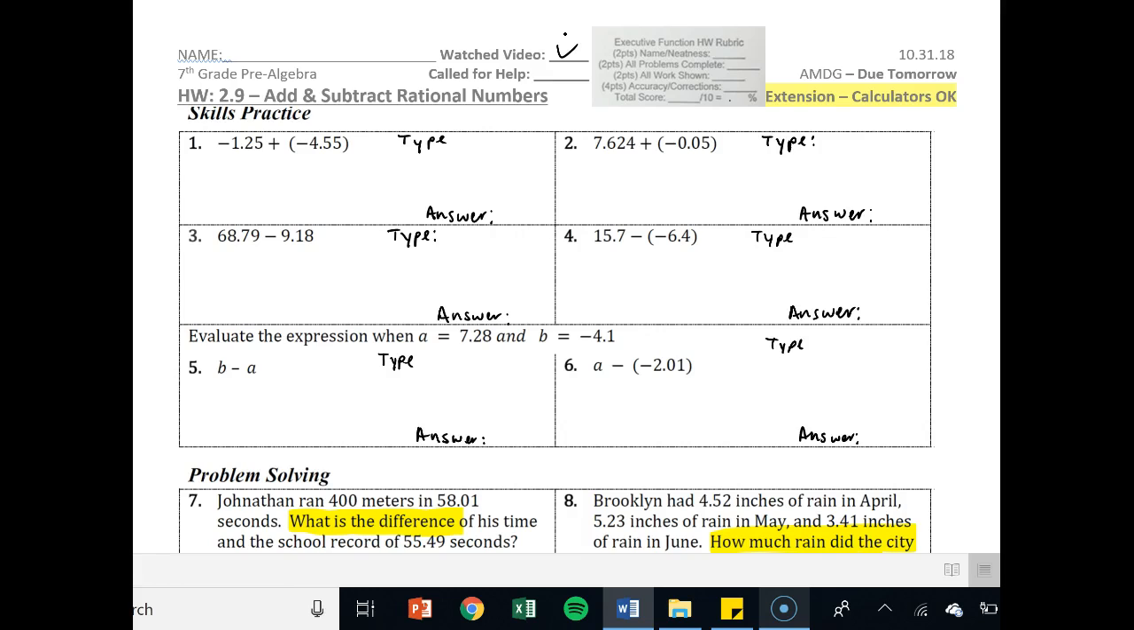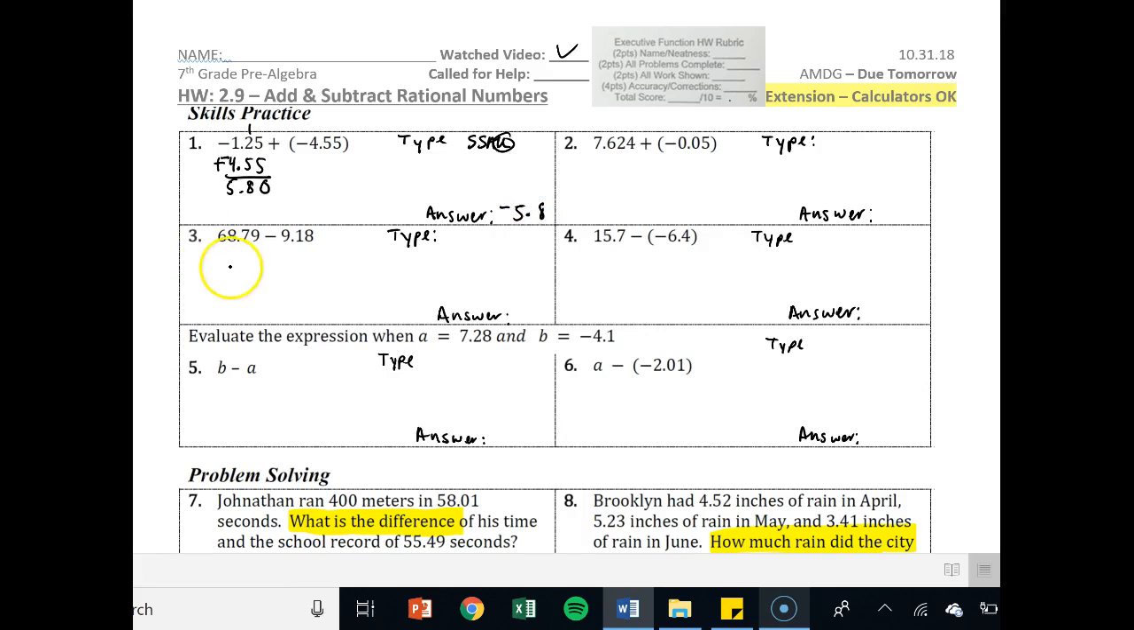So number one, negative 1.25 plus negative 4.55. That's obviously an SSAK, same signs, add them up and keep. It doesn't matter how you label them, top or bottom, but you want to line them up on the decimal. You can double check with your calculator if you need to, but when you add this up, you should get 5.8. Just remember to keep the sign though, so negative 5.8.